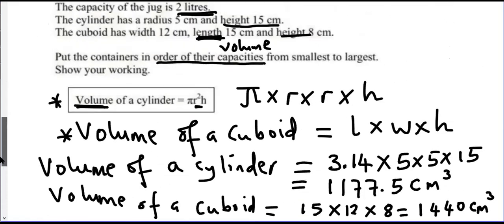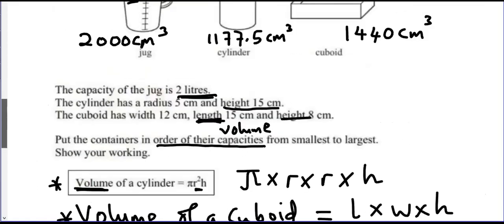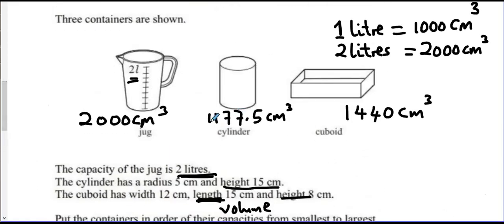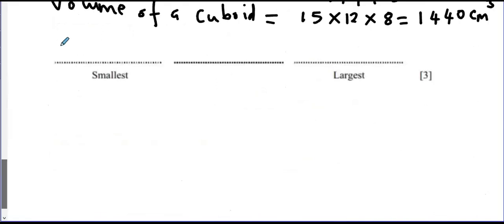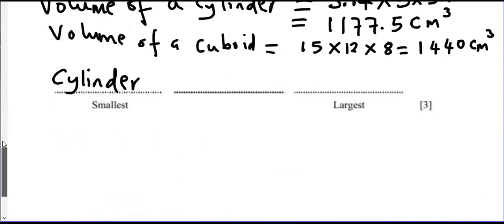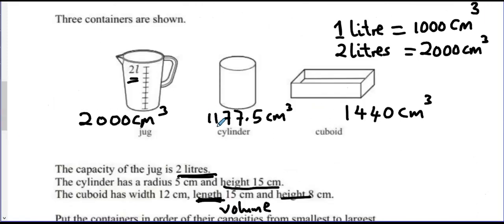Put the containers in order of their capacities from smallest to the largest. Don't write this number 1177.5. Just write the smallest container, because the question here is to put the containers in order of their capacities. So the smallest should be the cylinder. Go ahead and write cylinder here. How did I know that it is the cylinder? It is because the cylinder is 1177.5, and this is 1440. So this is the smallest.